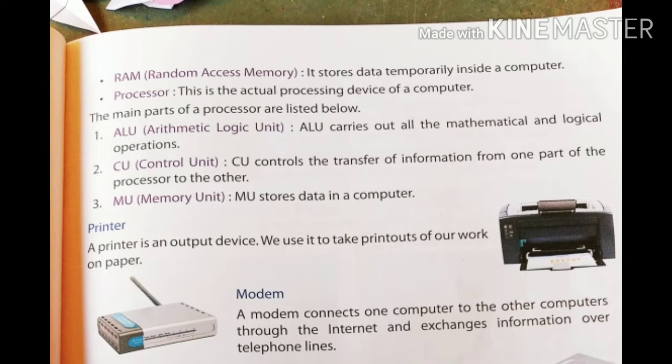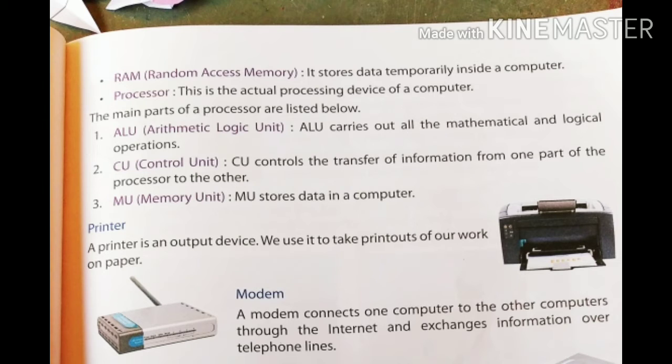Second one, CU. CU means control unit. The control unit controls the transfer of information from one part of the processor to the other. Next one, memory unit. The memory unit stores data in a computer. Next one, printer. A printer is an output device. We use it to take printouts of our work on paper.